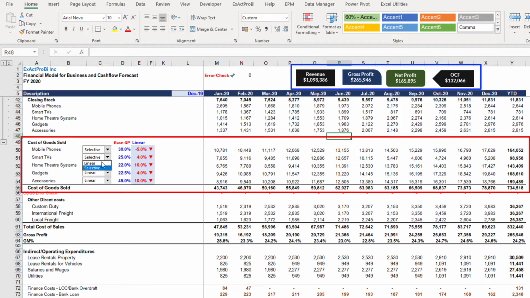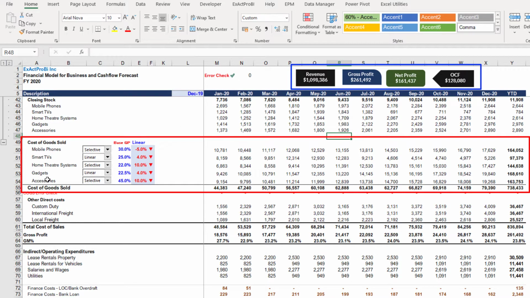Now let's make it linear. So here in the linear case, there is not much change in OCF, but there is an increase in gross profit and net profit. Now let's make home theater system selective. So you can see gross profit is reduced by a small amount. At the same time, these two KPIs also reduced by a small amount as well.